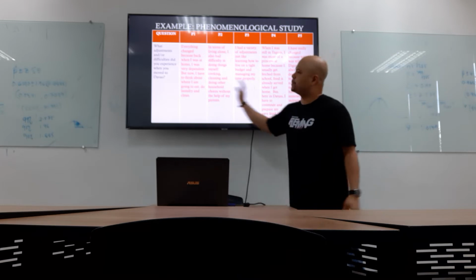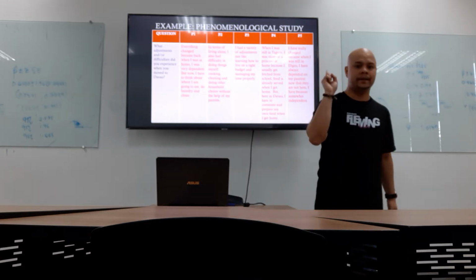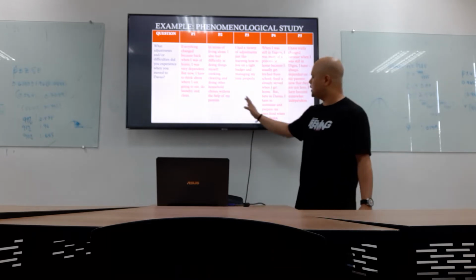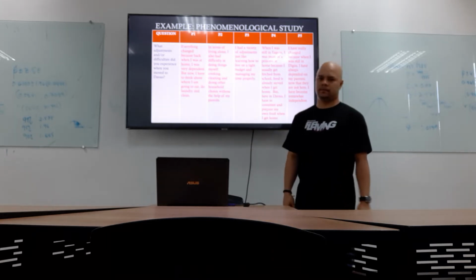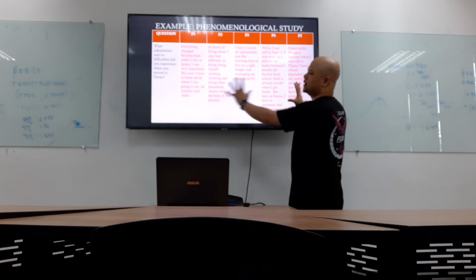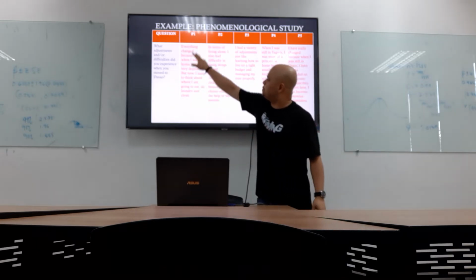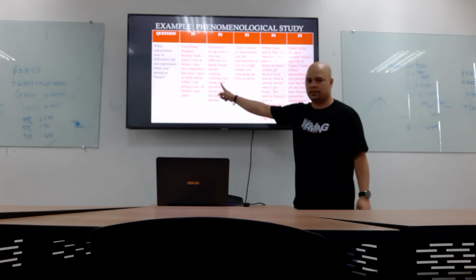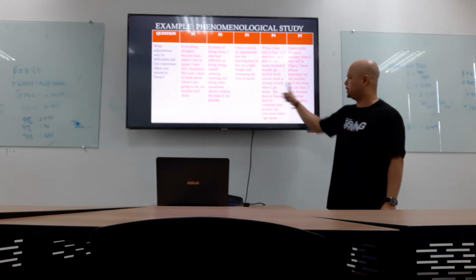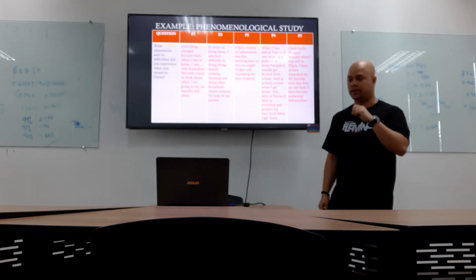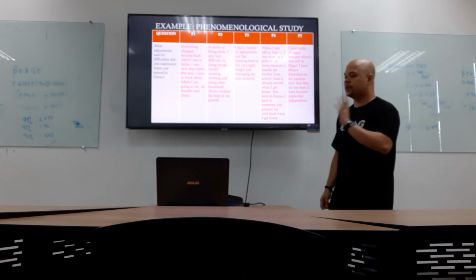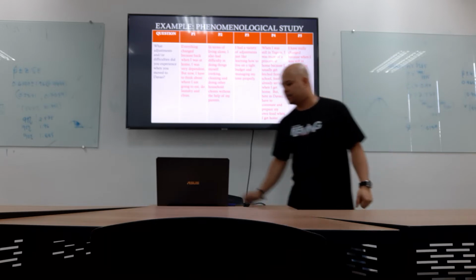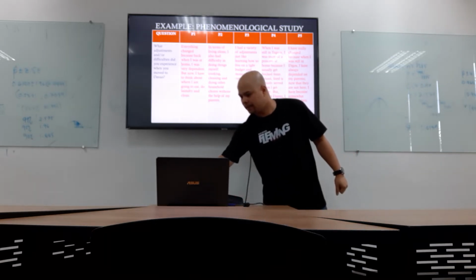But this is an example of a transcription for one question. Okay, this is the question, and these are the responses. Now, from this transcription, as I said, this response will be assigned one code. So one code, one code, one code, one code, and then another code. Those codes will now be used in order to come up with an emergent theme.